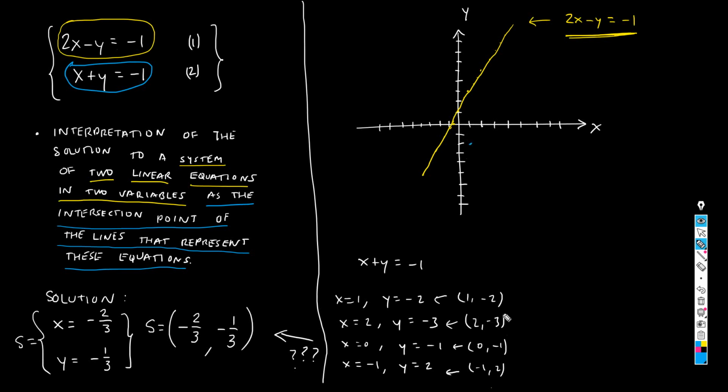Okay, 2 comma minus 3, 2 comma minus 3, 0 comma minus 1, 0 comma minus 1. It's not gonna look very good. It's to the left of this yellow line. Minus 1 comma 2, minus 1 comma 2.